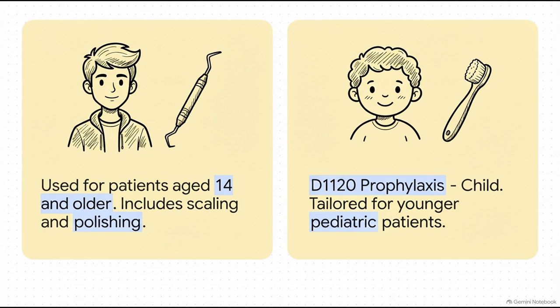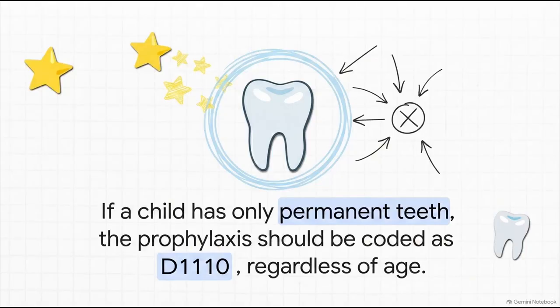Actually, hold on a second. There's a massive exception to this rule. As you know, medical and dental coding is just full of exceptions, and you must commit this golden rule to memory to avoid denied claims. Here it is. If a pediatric patient presents with a fully erupted permanent dentition, meaning all those baby teeth are gone, you must code the adult cleaning D1110, regardless of their biological age. Even if they're just 11 or 12 years old, D1110 is the correct code. So, always audit the clinical notes for dentition status before you just blindly bill based on a date of birth.